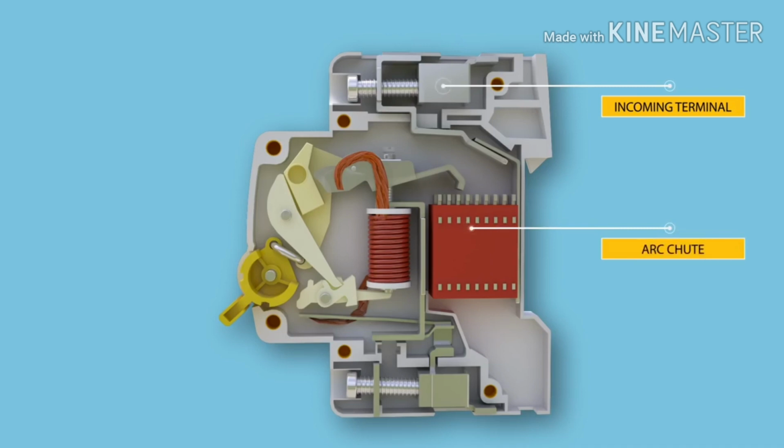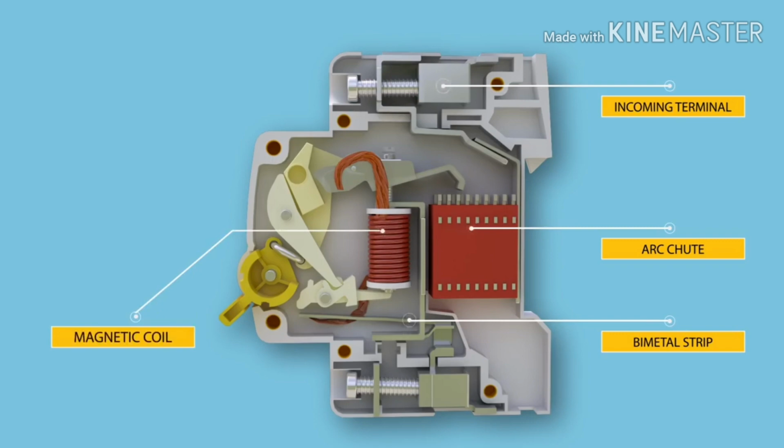Next part is arc chute. Arc chute is a stack of mutually insulated parallel metal plates which divide and cool the arc. Bimetallic strip is part of thermal tripping arrangement, around which a heater coil is wound to create heat depending on the flow of current.